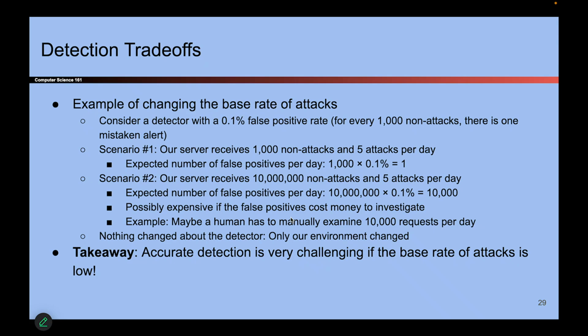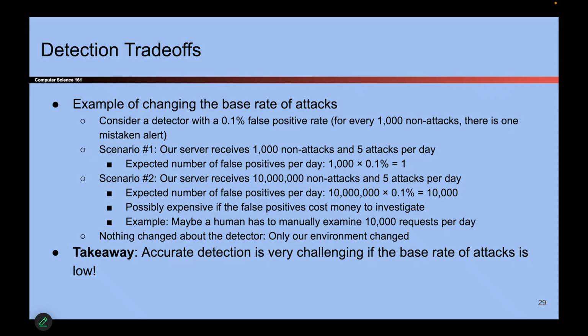So this is a little bit counterintuitive. We use the same detector in both cases. It's not like the detector got better or worse. This 0.1% stayed the same. The 0% false negative rate stayed the same. So the detector didn't change. The only thing that changed was where we were using it. And so one reason why this is kind of counterintuitive is the fact that the same detector used in different contexts can yield good results or terrible results. You could get 6 alerts, and most of them are attacks, or you could get 10,005 alerts, most of which are total bogus. That's one interesting observation.